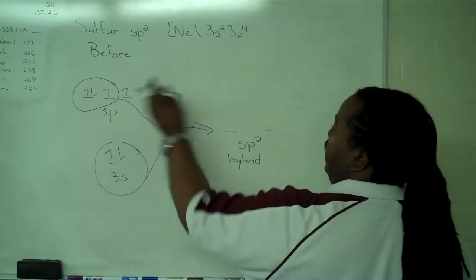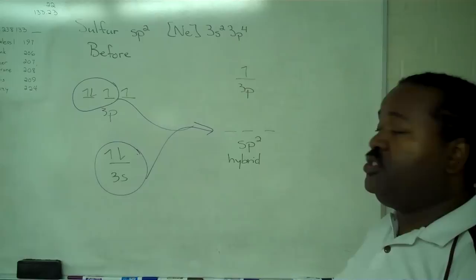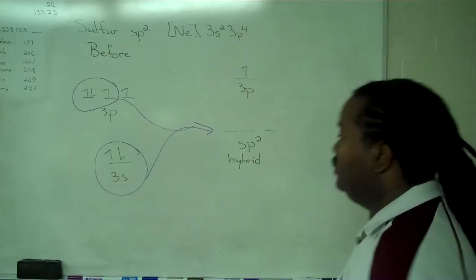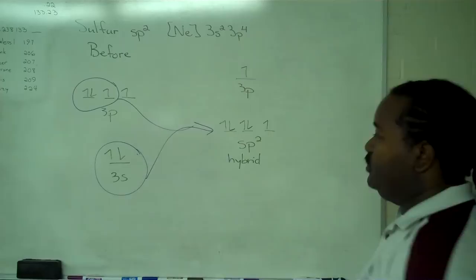We have one of our 3p's that we did nothing to, so we'll just draw that over. And then in order to determine what we're going to do to fill this in, we have 1, 2, 3, 4, 5. And that completes our after picture.